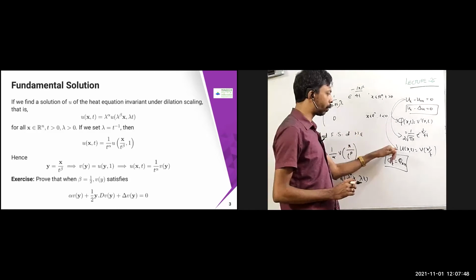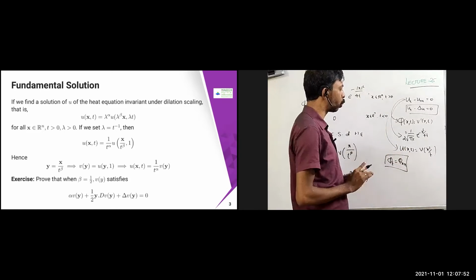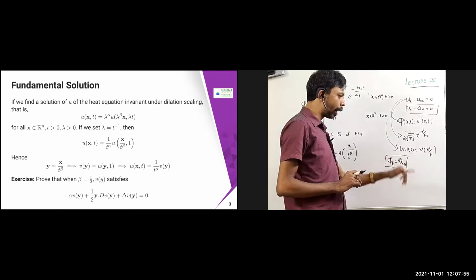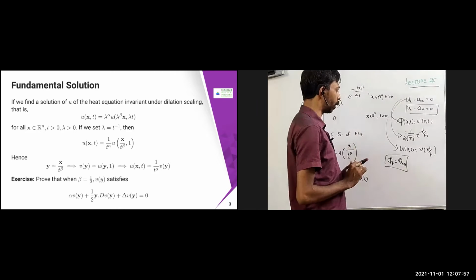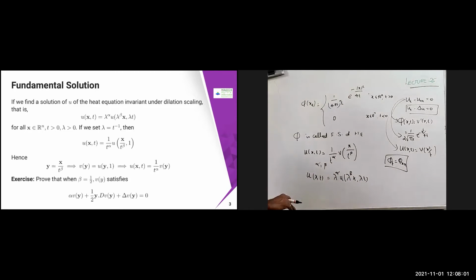We did almost similar things in the one-dimensional case. We multiplied by lambda x and lambda t, and proved in the last class that u of lambda t and u of lambda x are also solutions. So whatever we did for the one-dimensional case, we are going to extend it to the n-dimensional case. This is true for all x belongs to R power n, t greater than 0, and lambda greater than 0. Then it is called dilation invariant. This is the assumption I'm going to make.